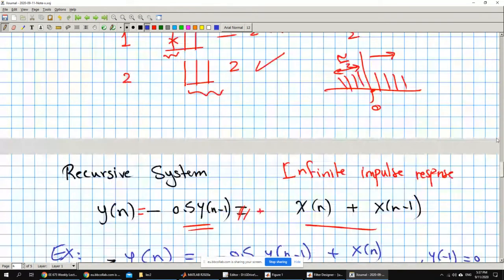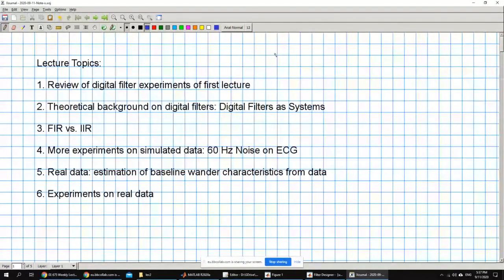Okay. So we're going to move on. We already finished the first 3 parts. Basically, we're going to start now doing simulated experiments on the 60 hertz noise on ECG. We're going to simulate 60 hertz noise and use that on ECG to have a signal with noise, to try and apply a filter and see whether we can actually get the ECG signal back or not.